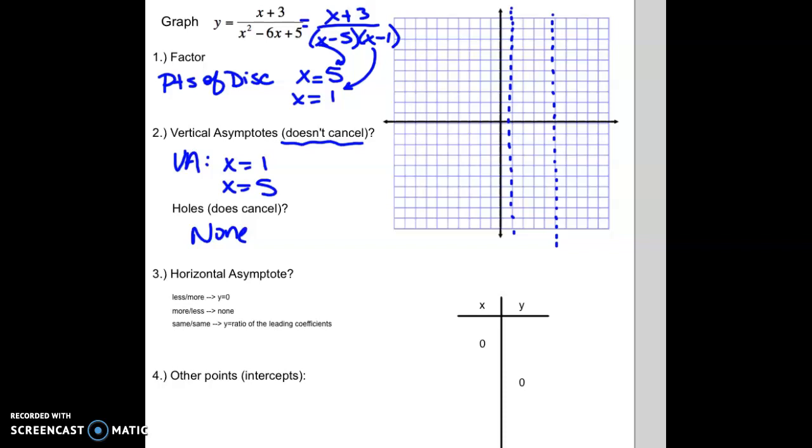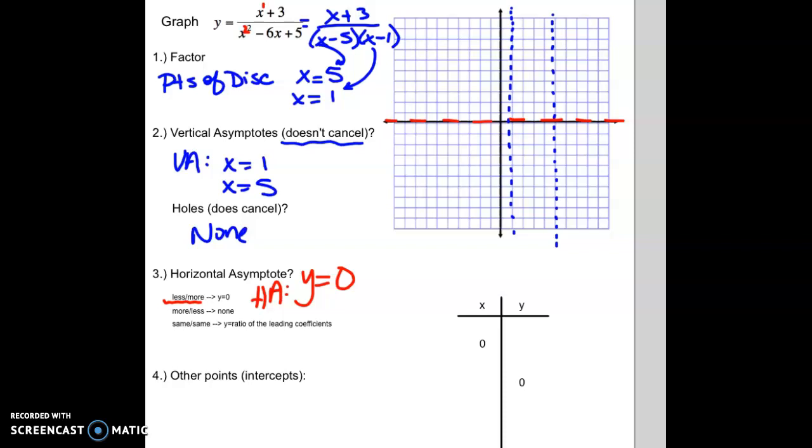Looking for our horizontal asymptote, we have our first top degree is 1 and our bottom degree is 2. So we have a situation where less over more. Smaller degree on top means we have a horizontal asymptote at y equals 0. Again, you can abbreviate that HA. So y equals 0 would be right here.